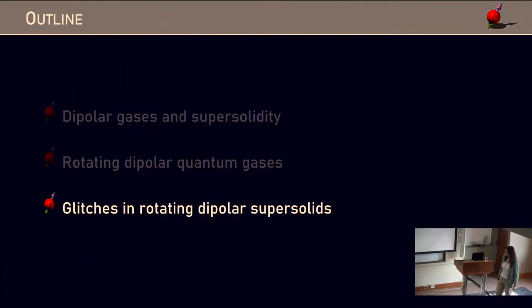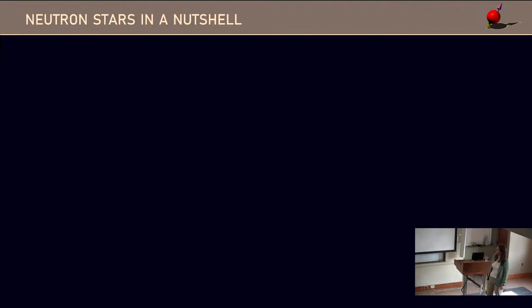Okay. For the last part of my talk, I will explain a theoretical project that is basically an application of rotating dipolar supersolids, in particular, to observe glitch phenomena, that are phenomena that usually are seen in neutron stars. So for this reason, let me start with a very general introduction about neutron stars, in particular, what are the main properties that we need to know to understand the connection with dipolar supersolids.